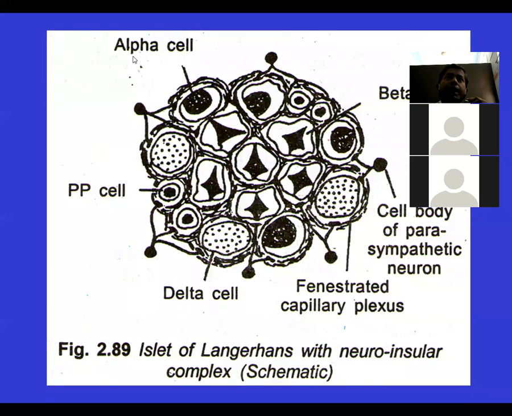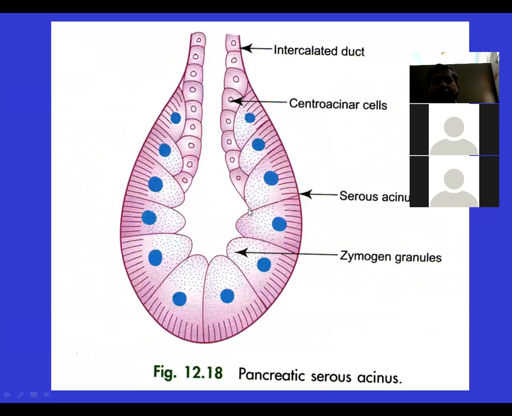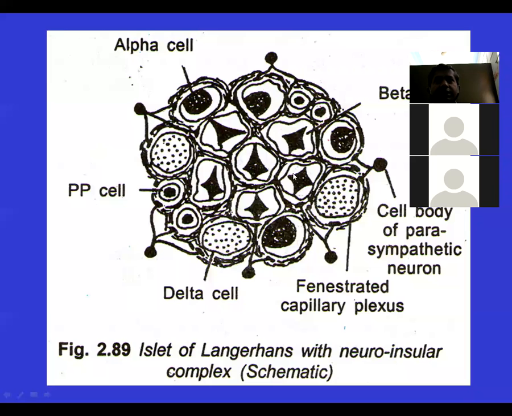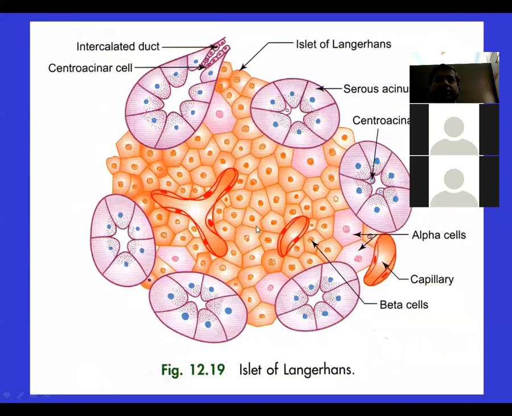Alpha cells secrete glucagon, beta cells secrete insulin, and delta cells secrete somatostatin. So that is about the endocrine part. This is the exocrine part, and this one is the endocrine part. You can see here the overall islets of Langerhans and the exocrine part.